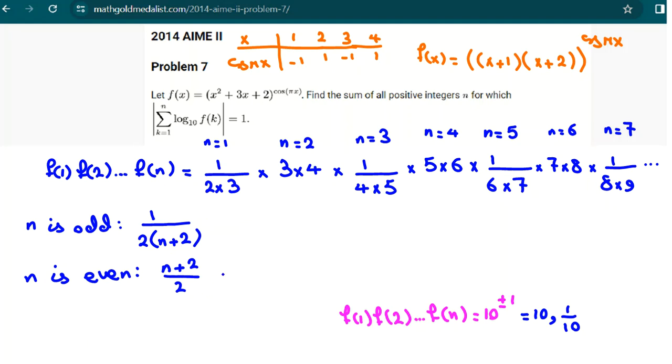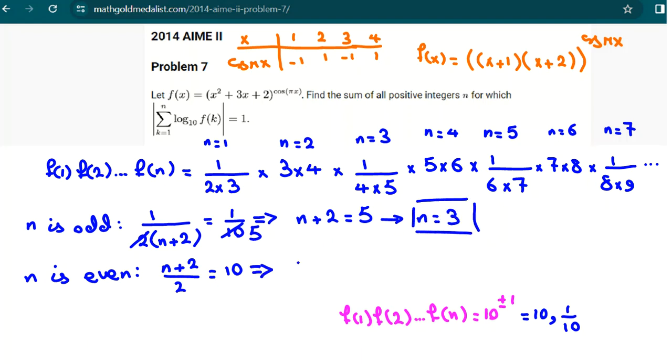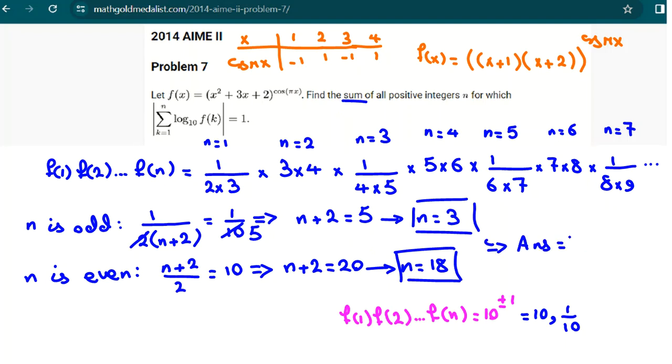Now we want to see hence that this value is 10 or 1 over 10. This one can only be 1 over 10. It cannot be 10 because n is a positive integer. This one can be 10. If we simplify this case, if we multiply by 2, it will be 5. So if we cross multiply, n plus 2 is 5. If we subtract 2 from both sides, n is 3. Next one, we multiply both sides by 2, n plus 2 is 20. So if you subtract 2 from both sides, n is 18. So the question says sum of all positive values of n. Answer is 3 plus 18, which is 21.